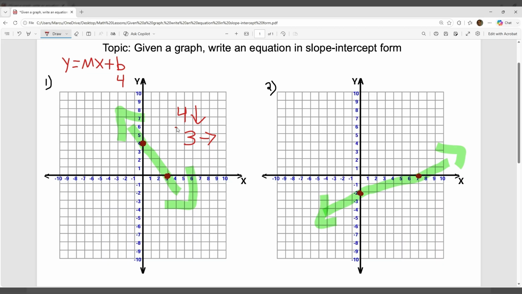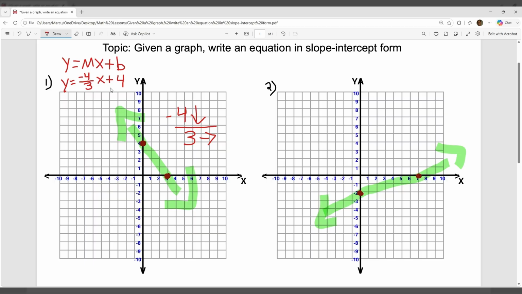Now keep in mind, because we went 4 down, it's going to be negative. If we went 4 up, then you'll be positive. So in this case, you're going to have the following fraction: negative 4 over 3. Negative 4 because we went 4 units down, and a 3 because we went 3 units to the right. So your equation will look something like this: y equals negative 4 thirds of x plus 4.